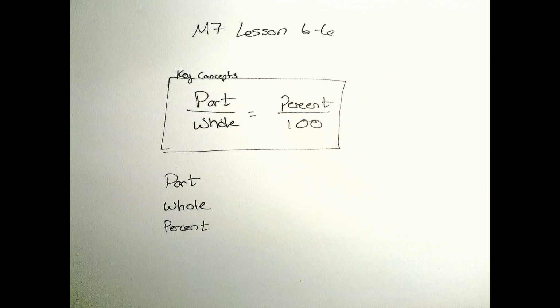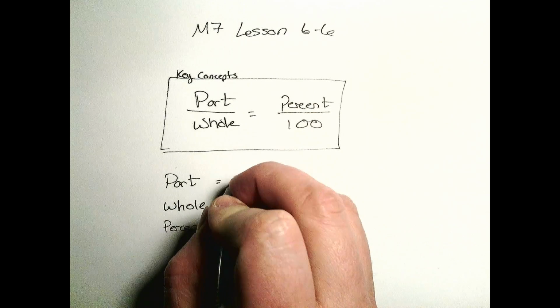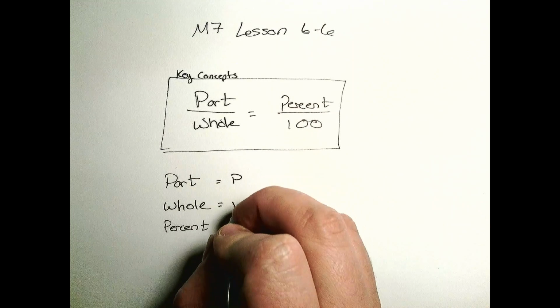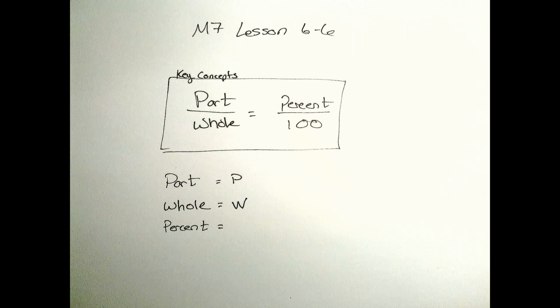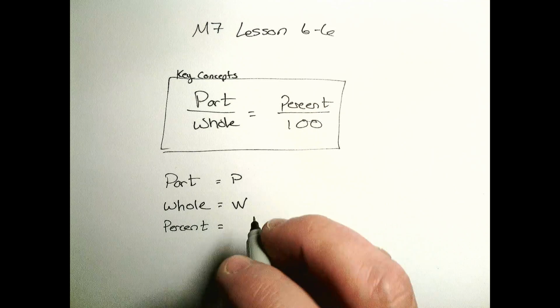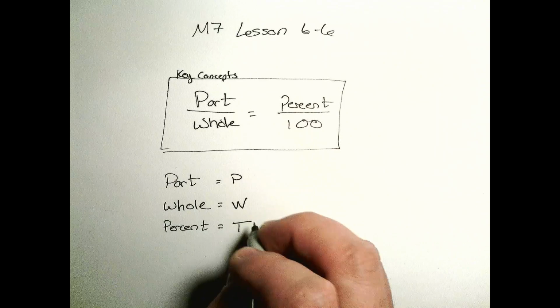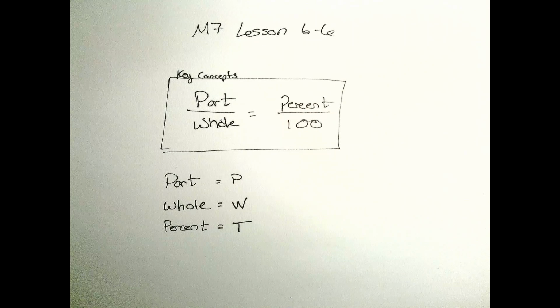All right? So, when you're writing an equation, we would typically use not words, but we would use letters. Okay? So, for this, I am going to go ahead and put a P for part, a W for whole. And then T for percent. Well, we can pick. What's T? Percent. Okay?